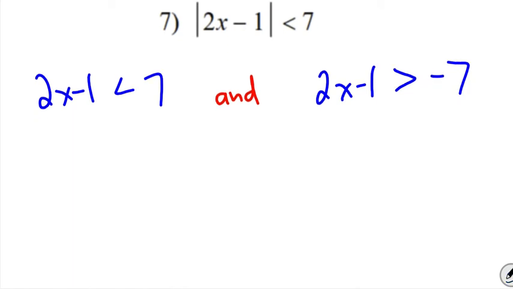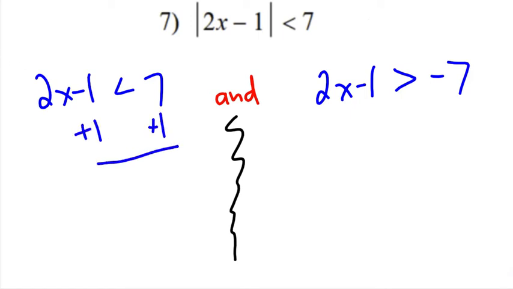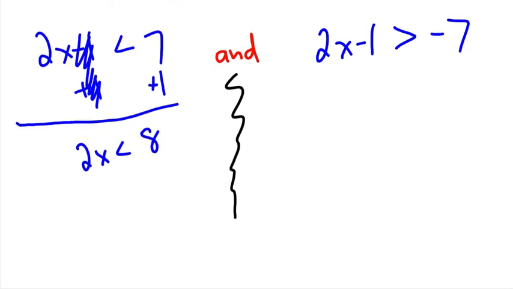Now we're just solving this like any other inequality. First of all, we're going to move the 1 over, so add 1 to both sides. Negative 1 plus 1 is 0. I'm left with 2x is less than 7 plus 1, which is 8. Divide both sides by 2, and I get x is less than 4. Again, same steps: add 1, divide by 2. Same steps here. Add 1.